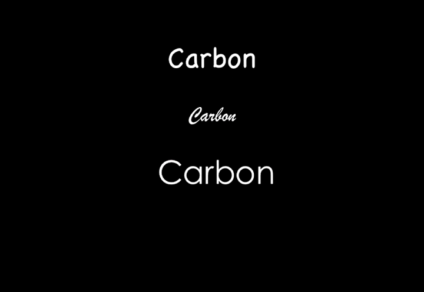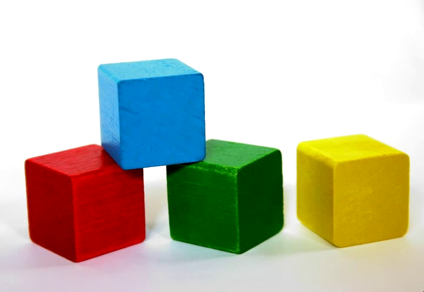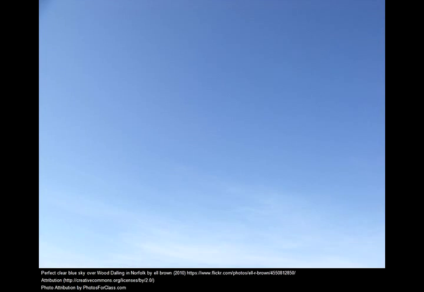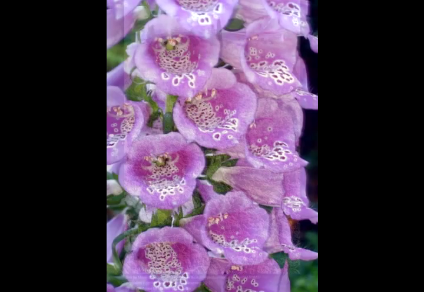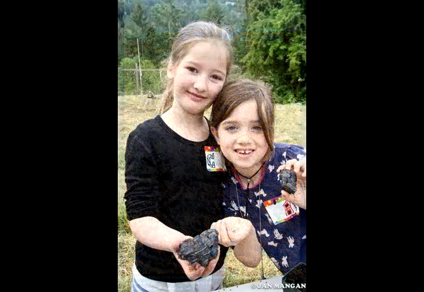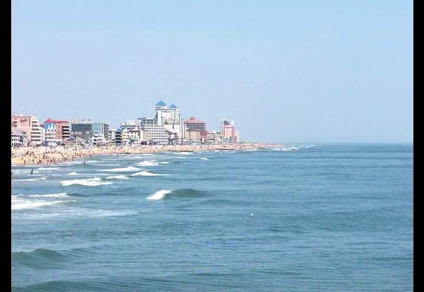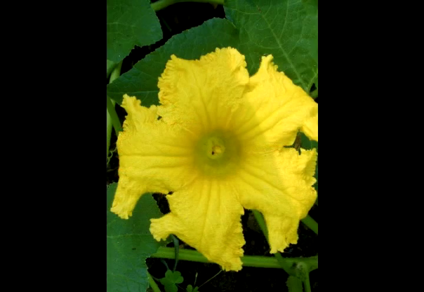Carbon. Carbon? Carbon is a magical element and an important building block of life. Carbon takes many forms. It can be solid as coal or invisible in the air as carbon dioxide. It moves from the air to plants, to the soil, to people, to animals, to the oceans, and back to the air and the plants in a cycle.